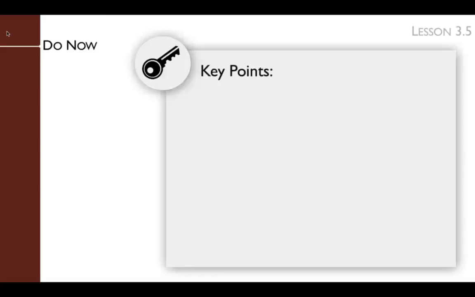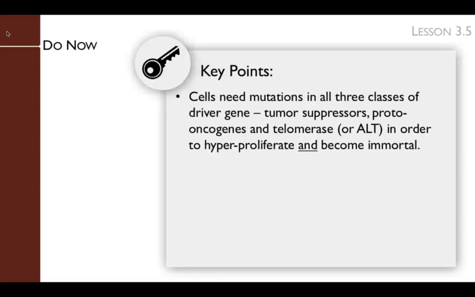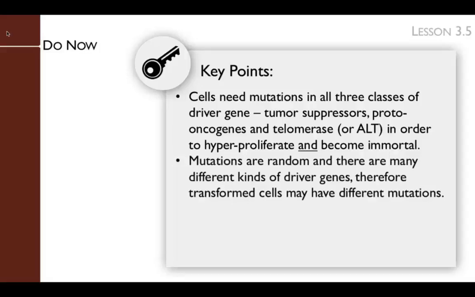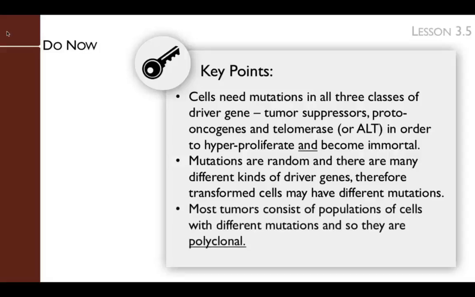The key points of the do now are that cells need mutations in all 3 classes of driver genes, tumor suppressors, proto-oncogenes, and telomerase, or ALT, in order to hyperproliferate and become immortal. Mutations are random and there are many different kinds of driver genes, therefore transformed cells may have different mutations. Most tumors consist of populations of cells with different mutations, and so they are polyclonal.